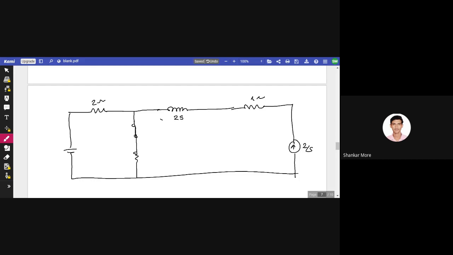कांस्टेंट का लैप्लास क्या होता है? कांस्टेंट का लैप्लास होता है 1 बाई एस, isn't it? हमने देखा ना, u ऑफ t का लैप्लास होता है 1 बाई एस. u ऑफ t is what? u ऑफ t is nothing but 1. 1 का लैप्लास 1 बाई एस है, तो 2 का लैप्लास 2 बाई एस होगा, 3 का लैप्लास 3 बाई एस होगा. सो 2 बाई एस का करंट सोर्स यहाँ पे हमने लिख दिया.